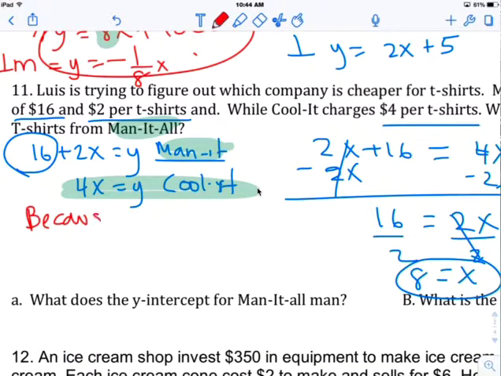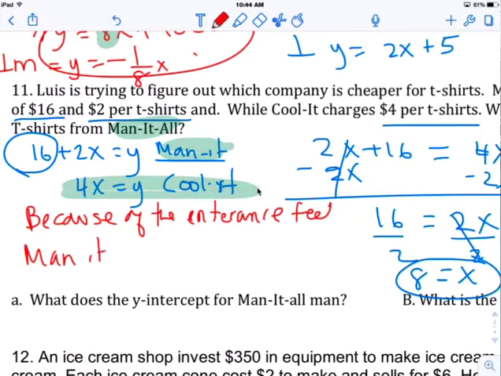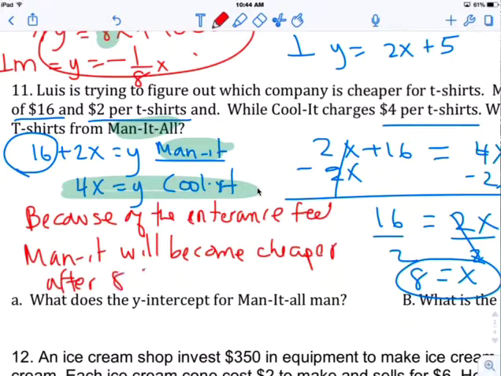Because of the entrance fee, Cool-It is cheaper before 8, but Manit will become cheaper after 8 t-shirts, even though it's $2 per t-shirt.